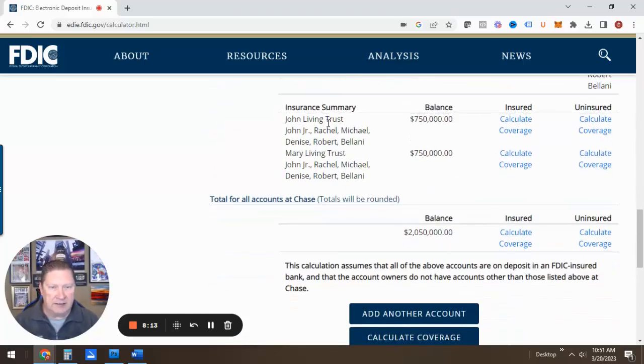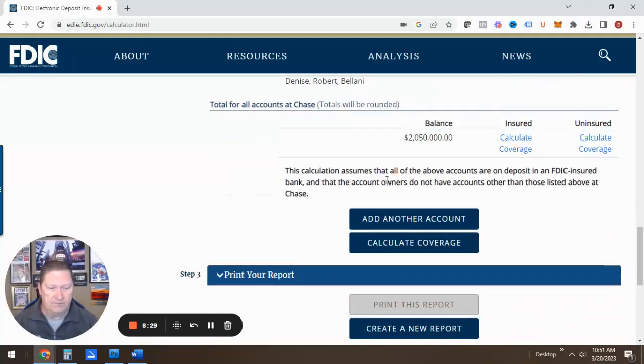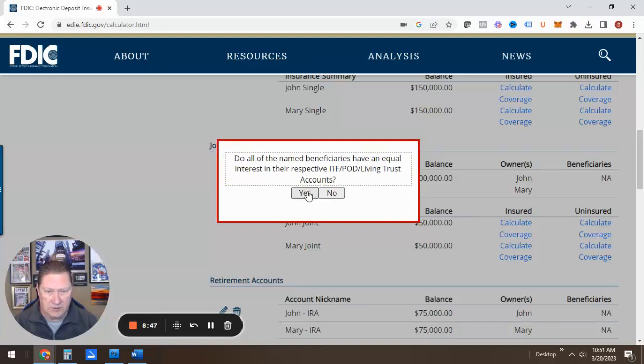And in there is $750,000 in coverage for John. Oh yeah, they split between John and Mary. So John's got half of the trust. Mary's got half the trust. Okay. Now, let's go down. Next step, total of $2,050,000 total coverage. Okay. Let's see how much is actually insured by FDIC. Let's click calculate coverage. Do all of them have equal? Yes. All the beneficiaries have an equal interest in the trust.